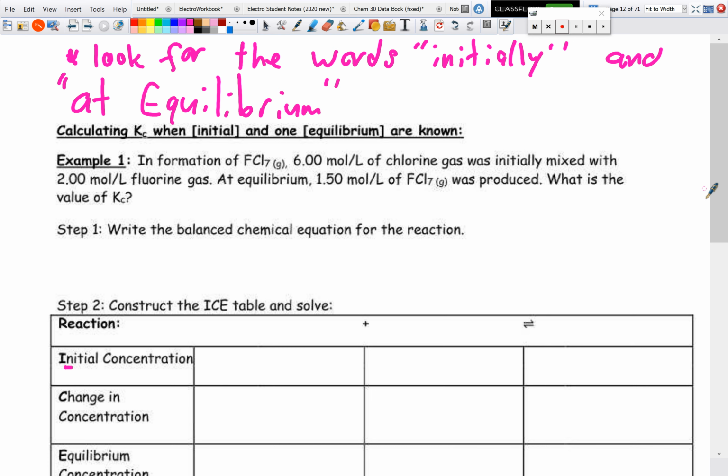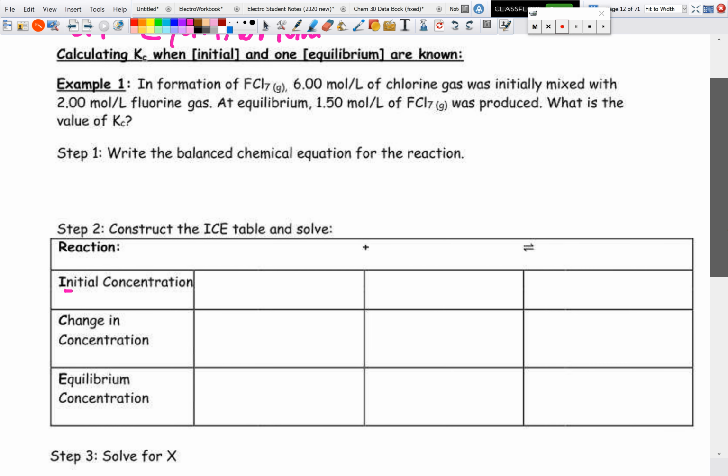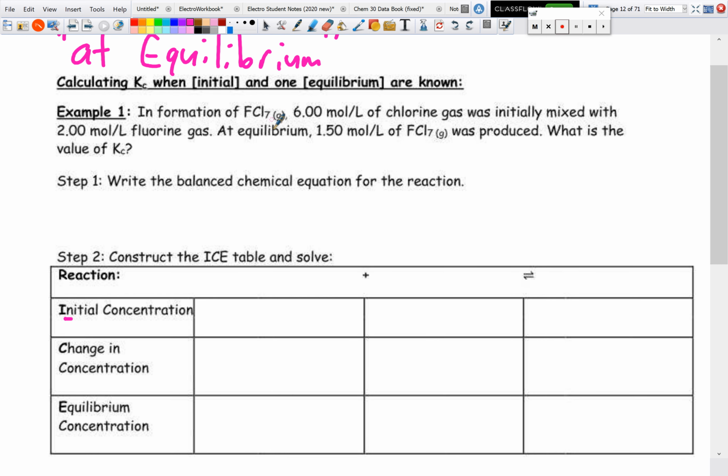So, in example 1, in the formation of FCl7, so this is a formation reaction, 6 moles per liter of chlorine gas was initially mixed with 2 moles per liter of fluorine gas. At equilibrium, so notice here, initially, at equilibrium, 1.5 moles of fluorine heptachloride was produced. What is the constant?